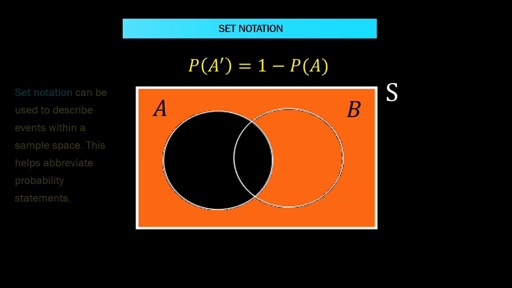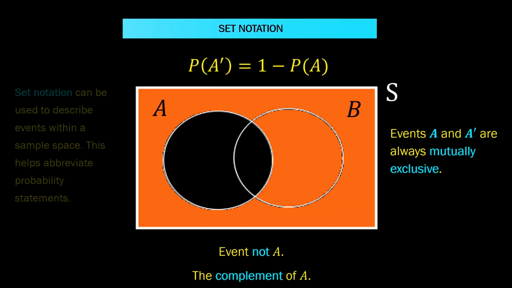This shaded region is also known as not A. Probability of not A, or A complement, equals 1 minus the probability of A. Events A and A complement are always mutually exclusive.